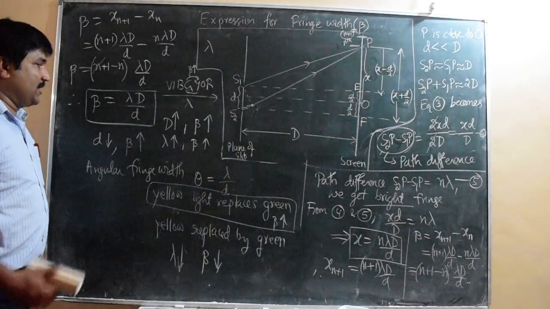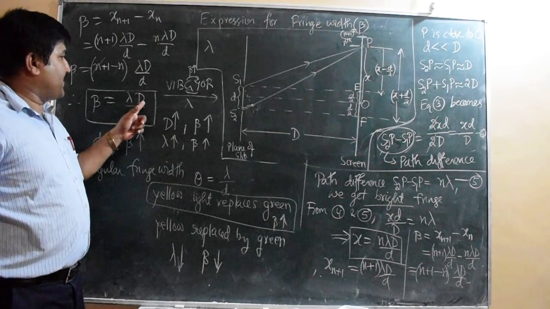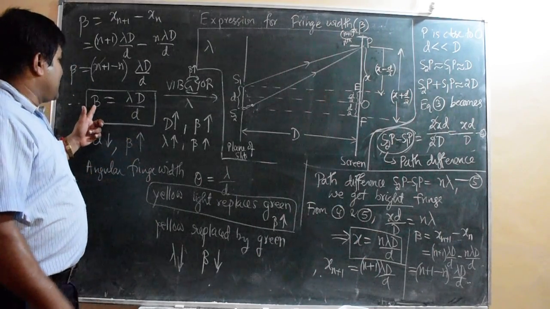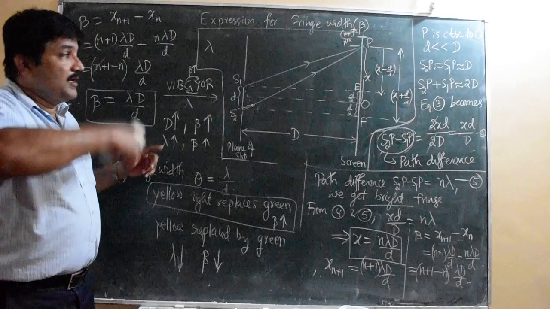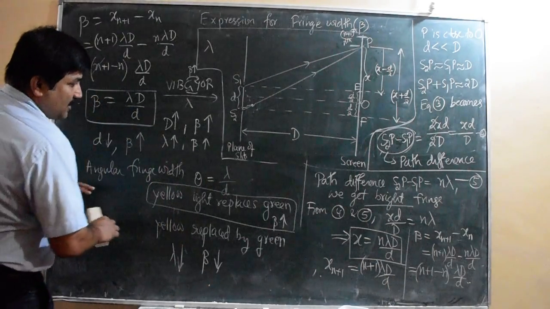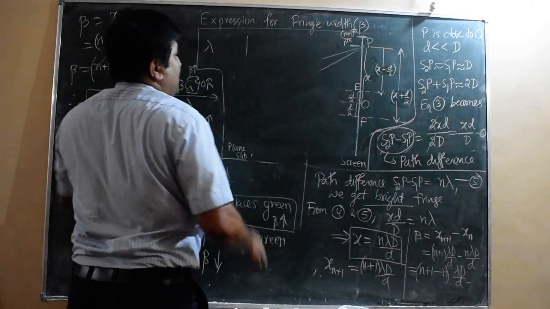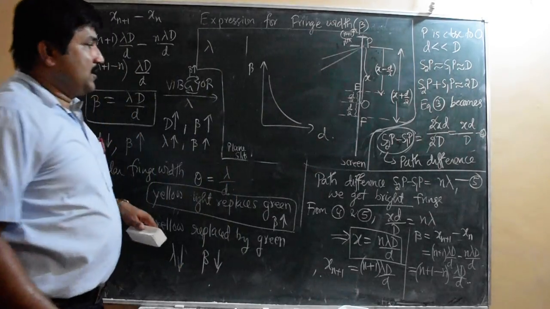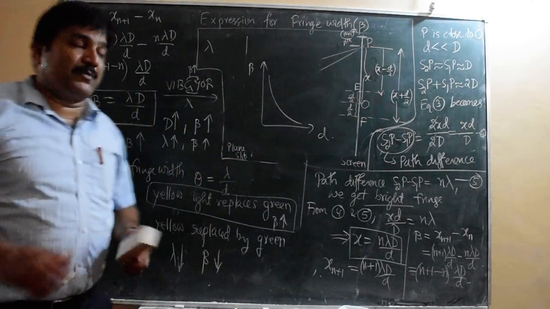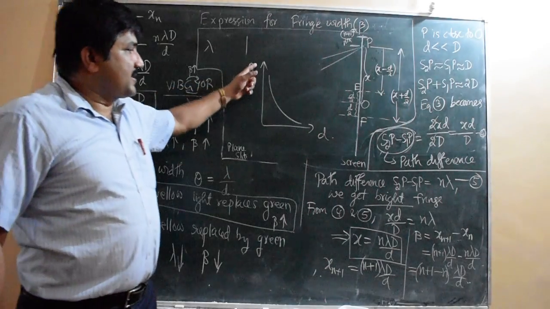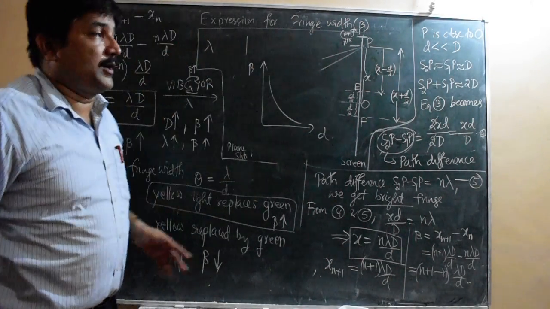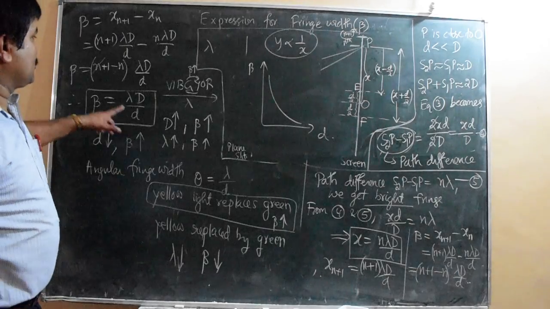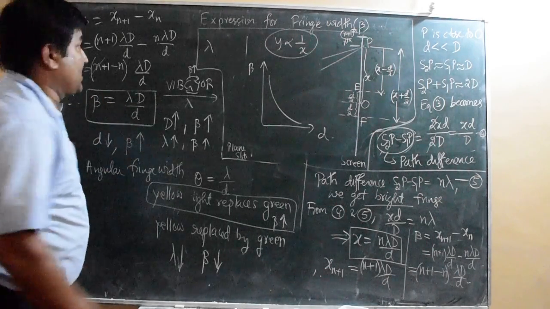That is inversely proportional. The graph between fringe width and capital D is a straight line. The graph between beta and lambda is also a straight line. The graph between beta and small d is a hyperbola. You must know this graph: beta here, small d here. This is not a straight line, it is a rectangular hyperbola. When two quantities are inversely proportional, the graph is a rectangular hyperbola. That is, y inversely proportional to x gives a rectangular hyperbola. So beta and d give you a rectangular hyperbola graph.